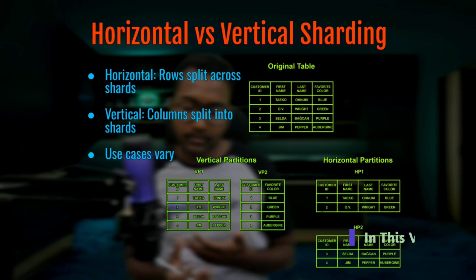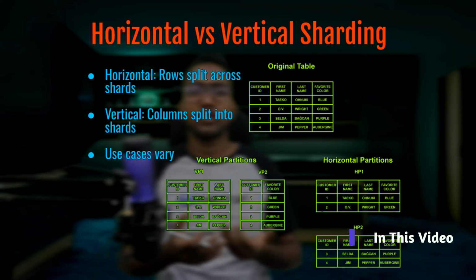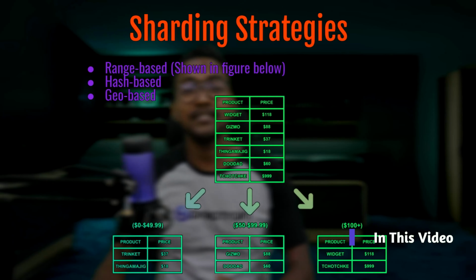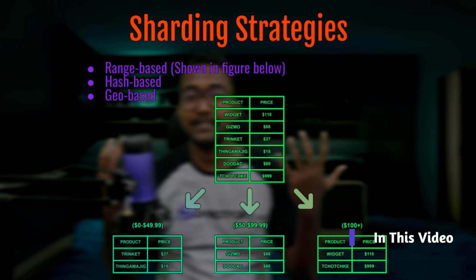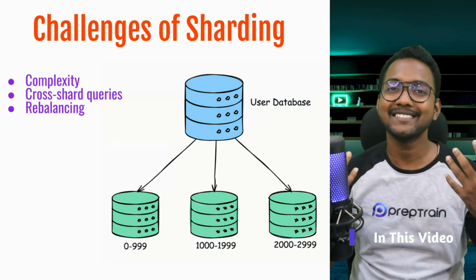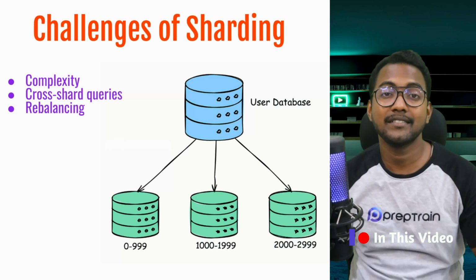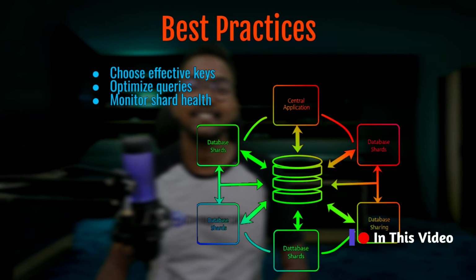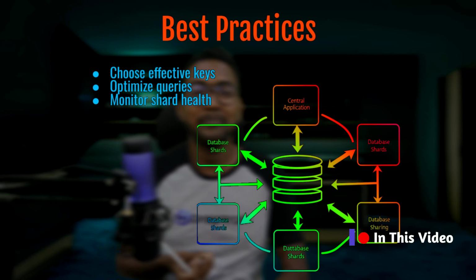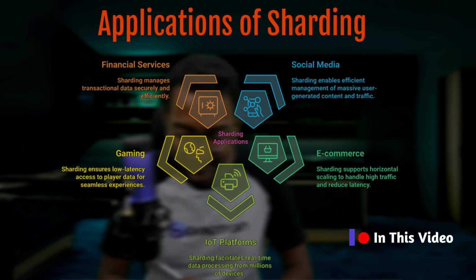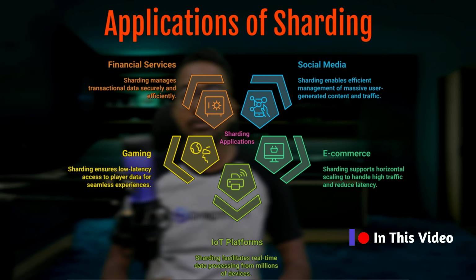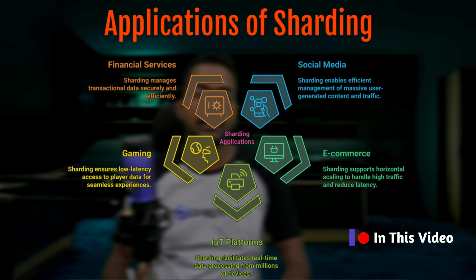Dive into the two main types of sorting, horizontal and vertical, and discuss how each approach organizes and distributes data. When implementing database sorting, choosing the right strategy is critical for optimizing performance, managing data efficiently, and ensuring system reliability. While sorting offers significant advantages, it also introduces several challenges that need to be carefully addressed. Now, let's talk about the best practices that ensure effective sorting. To harness the full potential of sorting while minimizing its challenges, following best practices is essential. Sorting is widely used in various industries, addressing unique challenges in data management and scalability.